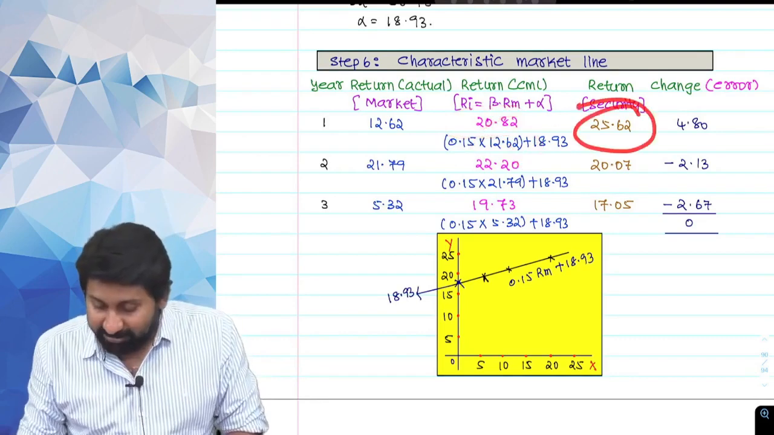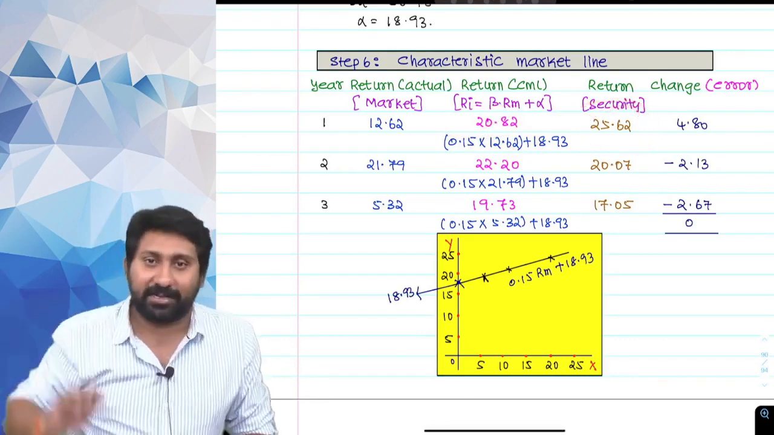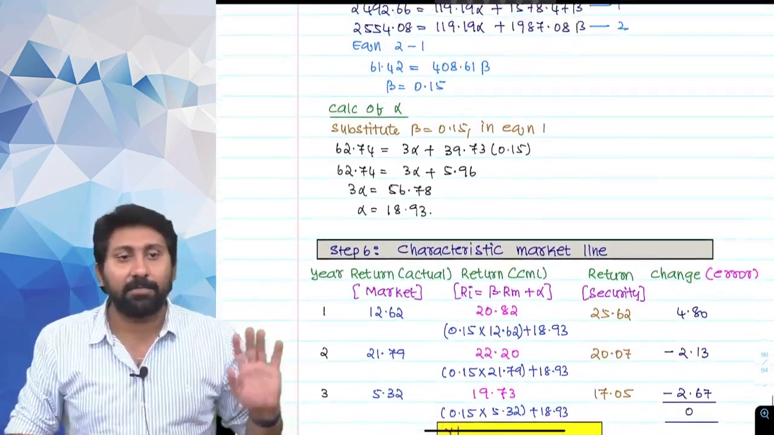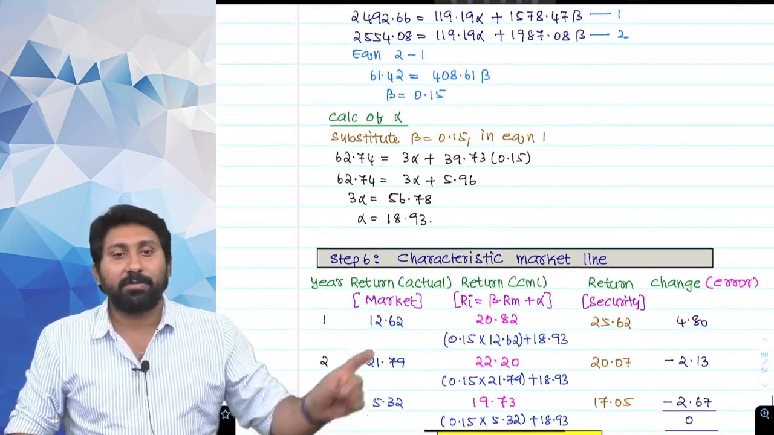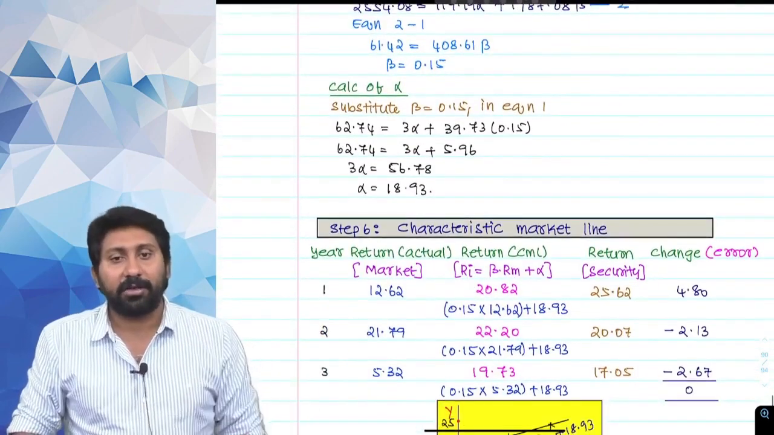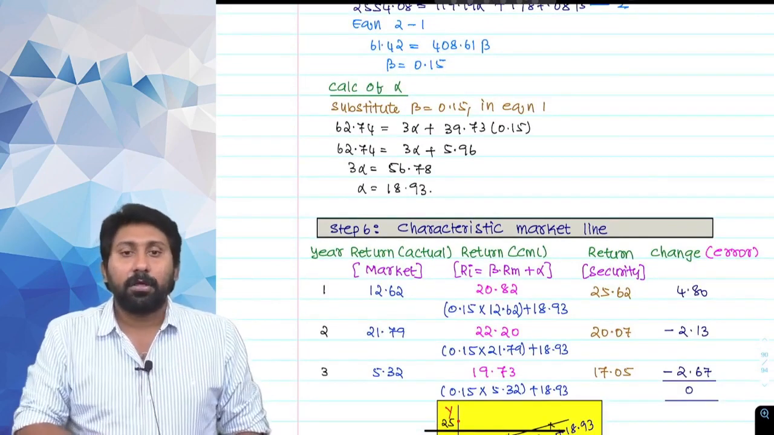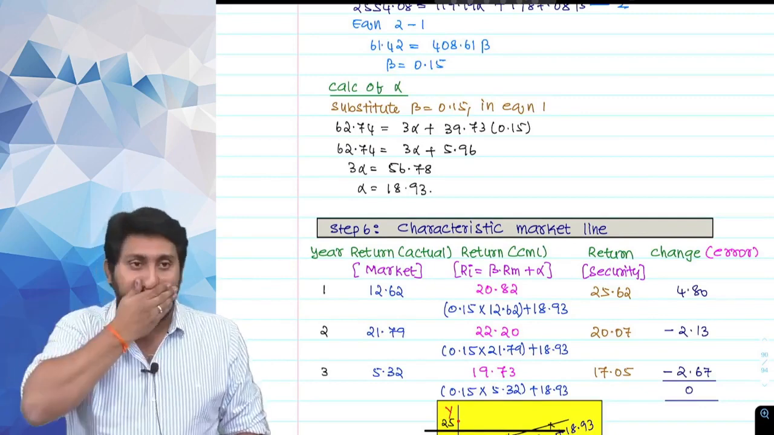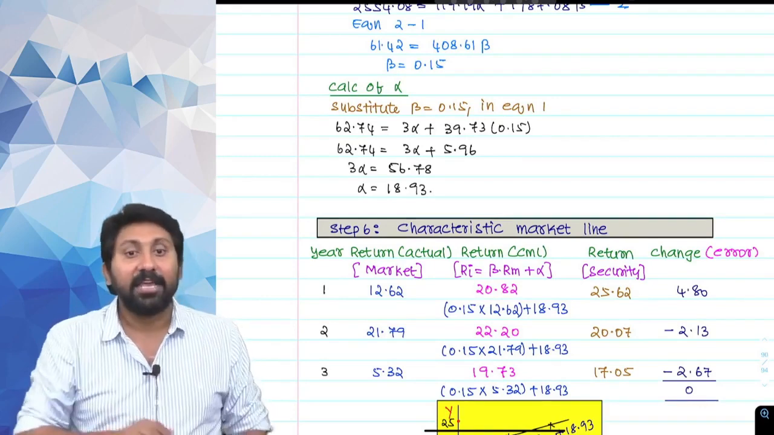But what is this? This is a return because of the market and also because of other factors. Which factors? I don't know. It is not the market. The market is giving 12.62. How much are you getting? 20.82 because of the market. But how did you get 25.62? I worked better than the market. Am I clear, everyone in the class?